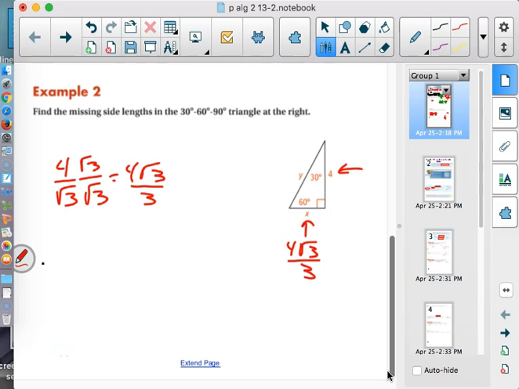Okay, now I have the short side. To go from short side to long side, you multiply by the square root of 3. To go from short side to hypotenuse, you have to double it. So if I have 4 square roots of 3 over 3 and I double it, what do I get? 8 square roots of 3 over 3.